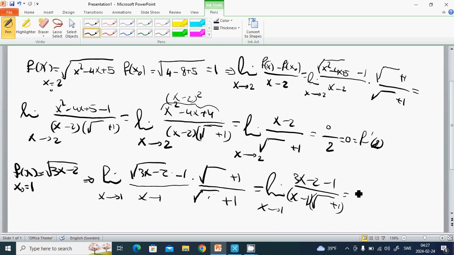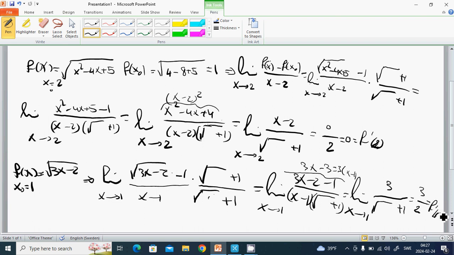Then we have, this one is 3x minus 3, which is 3 times x minus 1. Then this and this cancel, and we have 3 divided by the square root plus 1, as x goes to 1. It is 3 divided by 2, which equals f prime of 1.